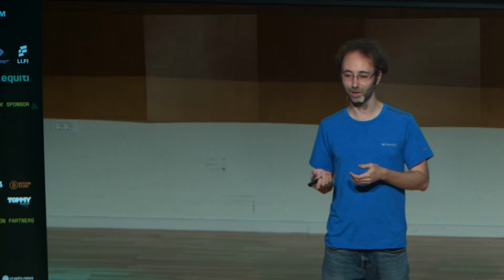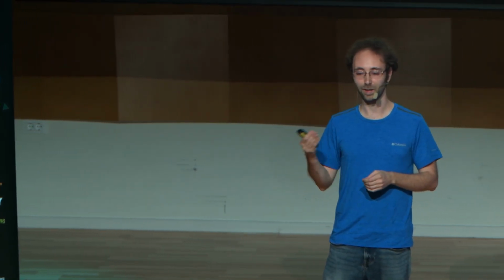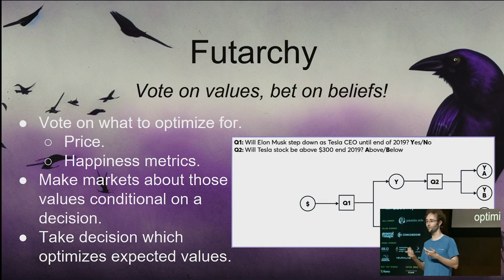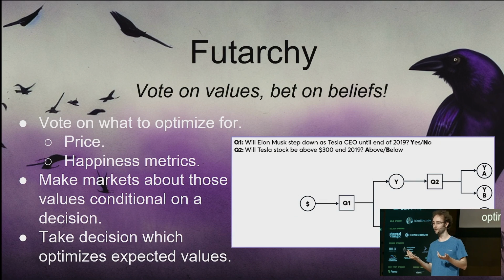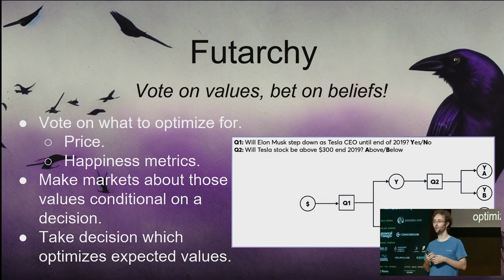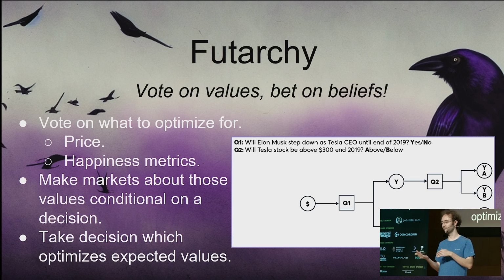Futarchy, so the idea of futarchy is vote on values and bet on belief. So what could be value? It's some metrics you may want to optimize. If you're a crypto project, that could be the price of your token. If you are a state, that could be a happiness metric. Maybe ask people if they are happy, look at the GDP, look at the overall health of your population, and now you get a metric that you want to optimize.